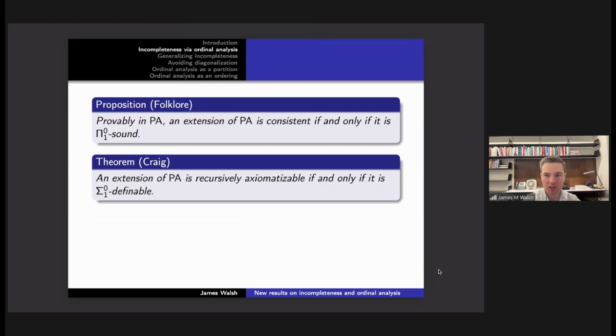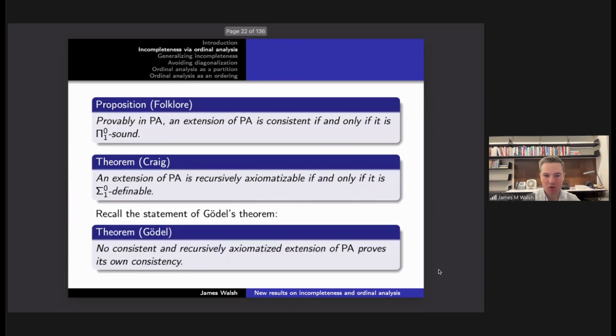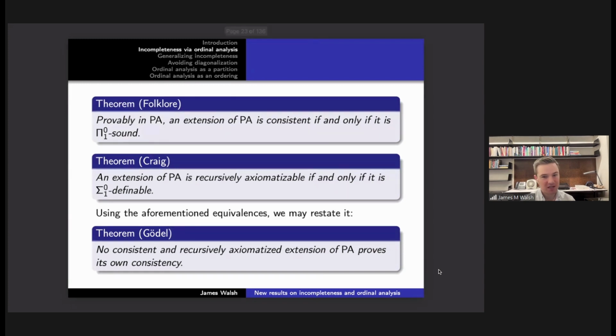We're going to use these two results to restate the theorem of Gödel's that I had on the last slide. So recall the statement of Gödel's theorem: no consistent recursively axiomatized extension of PA proves its own consistency. So we can restate it using these equivalences.